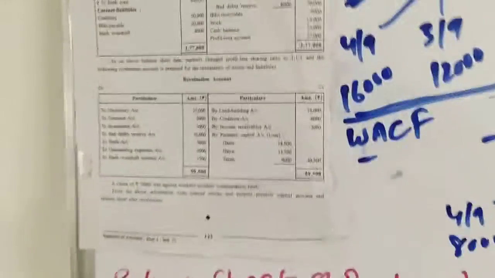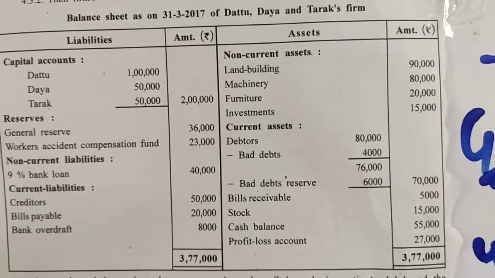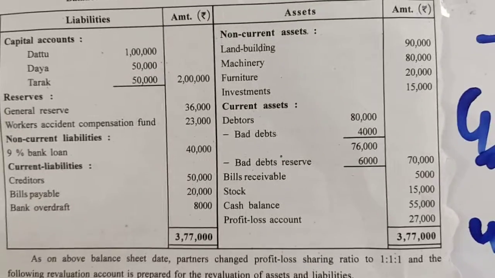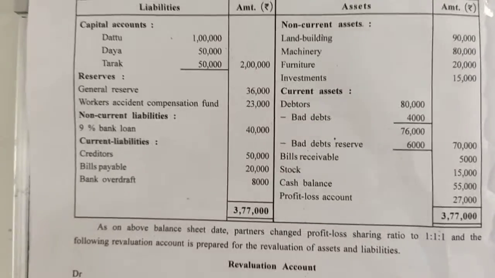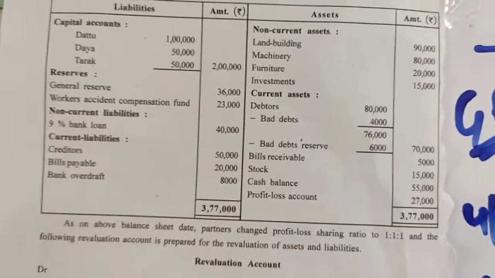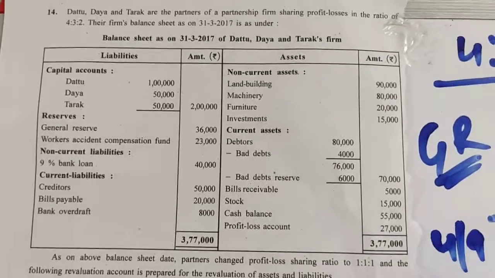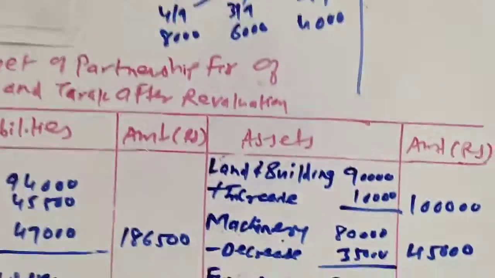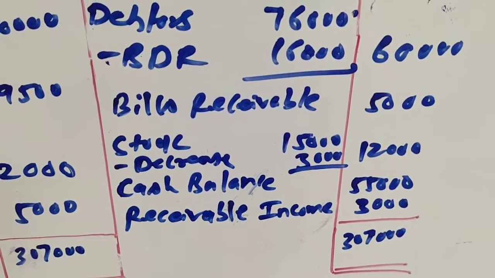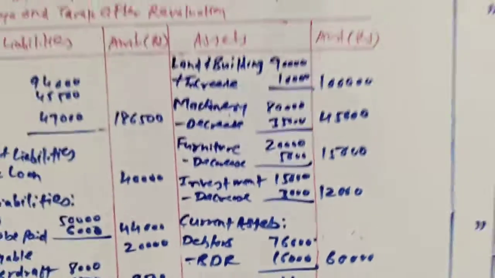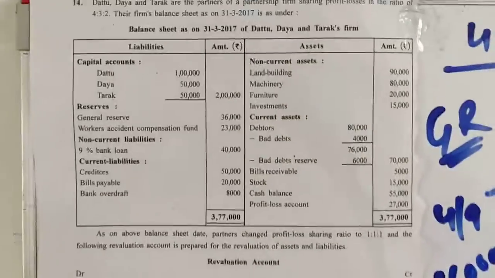Next item is stock. Stock is 15,000. We have written the value of stock after changing it. There was a reduction of 3,000 in the value of stock. We have reduced and 12,000 we have written. Next is cash balance 55,000. So cash balance 55,000 will be written at the asset side as it is, because there is no change in the cash balance. So 55,000 will be written here. See this cash balance rupees 55,000, second last item, asset side of balance sheet. Okay, next. So next is profit and loss account.